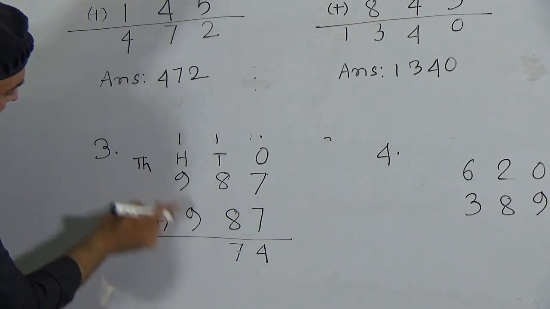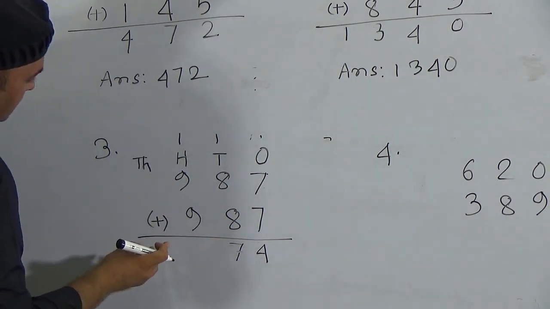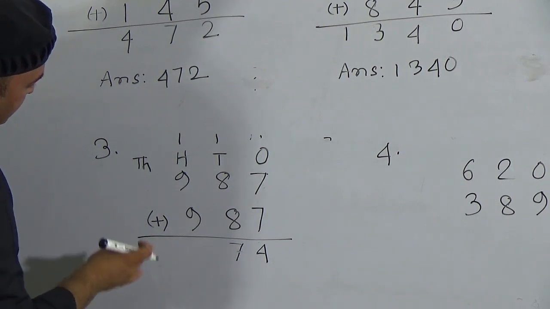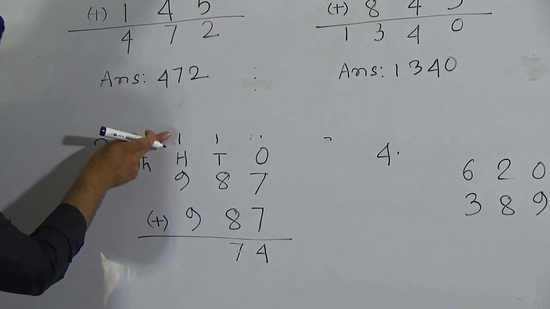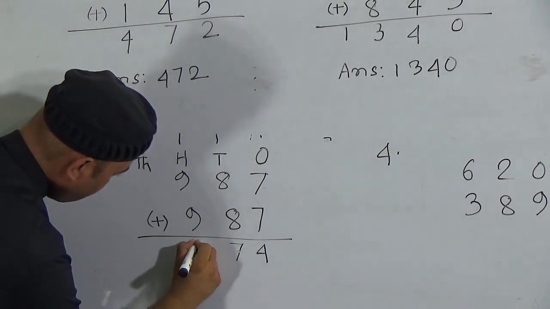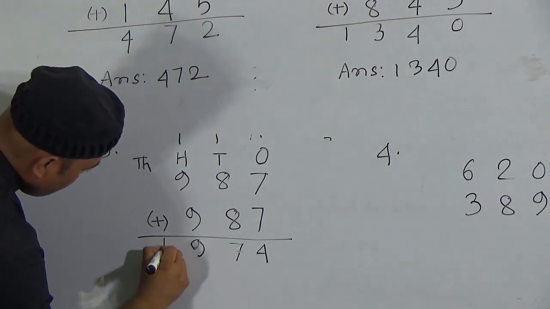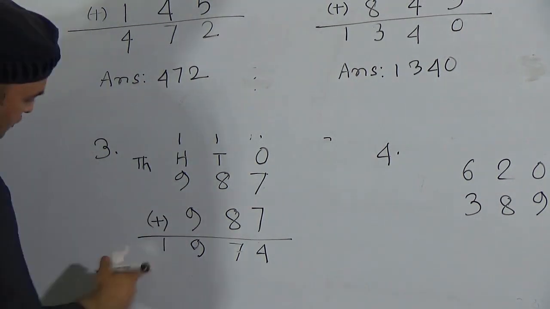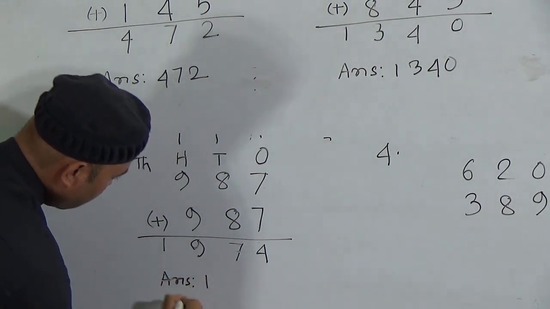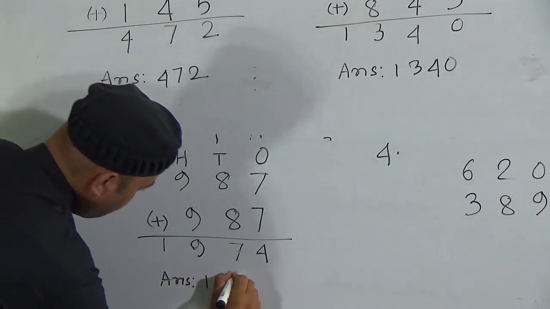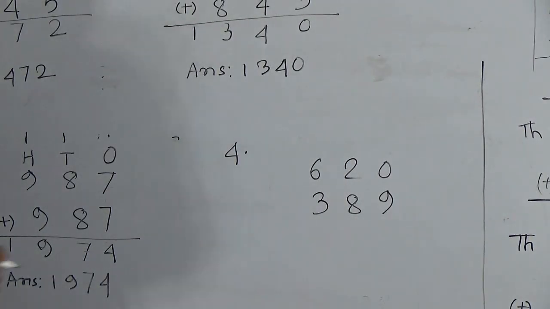So now here 9 and 9. 9 and 9 it will be 9, 10, 11, 12, 13, 14, 15, 16, 17, 18 and we have remaining carry 1. 18 and 1 it will be 19. So 9 in 100 place and we have remaining 1 which will be 1000 place. So the answer will be 1974.